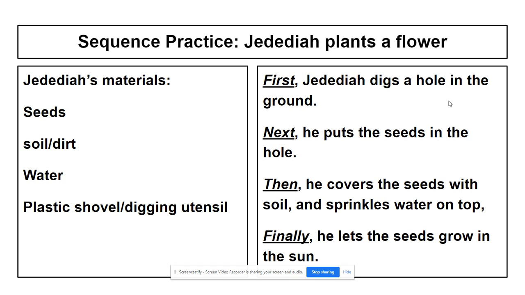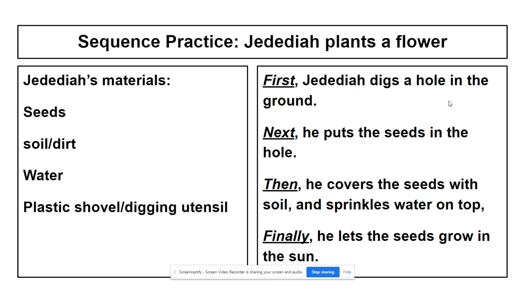Today we're going to practice sequencing with Jedediah. Jedediah is going to plant a flower. Now, these are some basic materials that Jedediah is going to need in order to complete his activity. He's going to need seeds. He's going to need the actual soil and dirt. He's going to need water from a water hose or a water sprinkler. And he's going to need something to dig the hole.